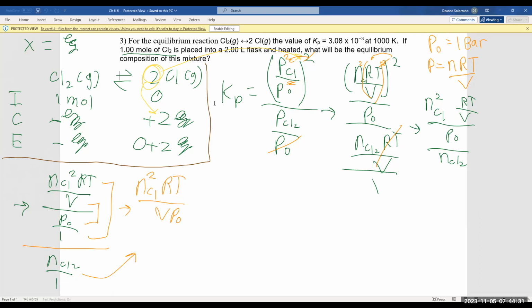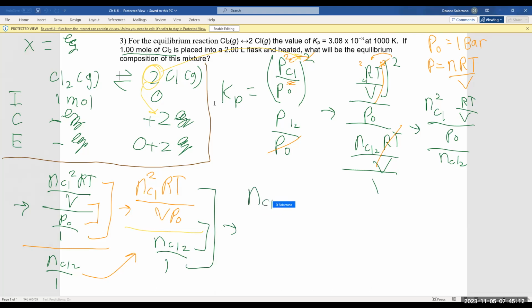So you still have that big divided by. I actually need to erase that. T over, there we go. I'll put this one in yellow just so we see it. nCl squared over 1, 2, sorry. And these two are going to combine to give us nCl squared RT over nCl2 V P naught.